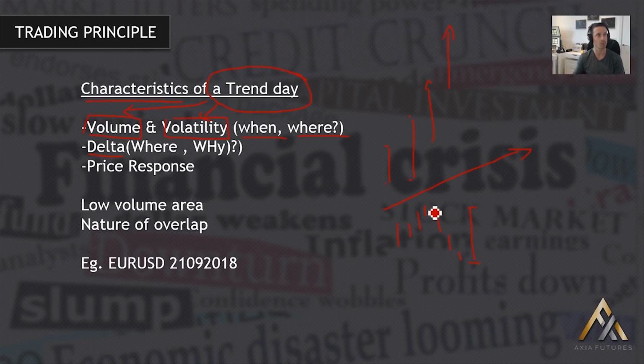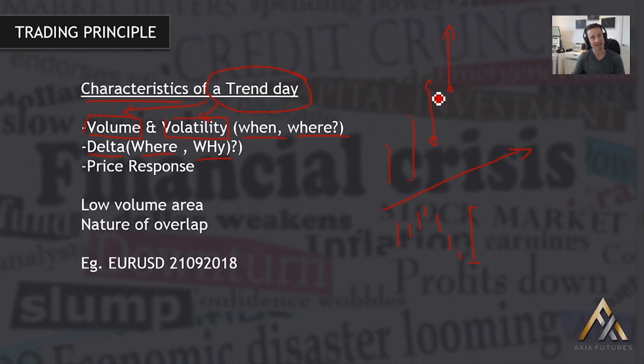Okay, the buyers should be more willing to lift offers than the sellers are willing to hit bids. Again, the where and why is important. Where is the delta being accumulated, and why is it being accumulated there? Very often what you're going to see is that the most amount of delta is not going to be accumulated on the pullbacks. Why is that?